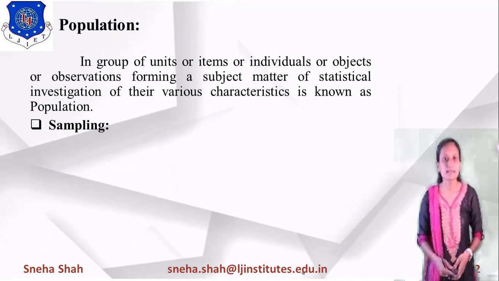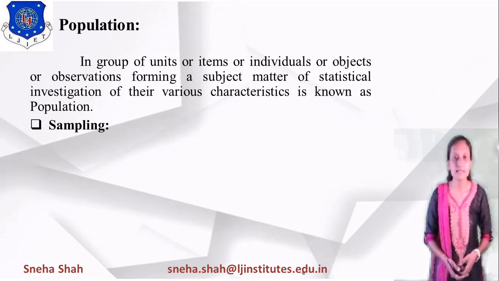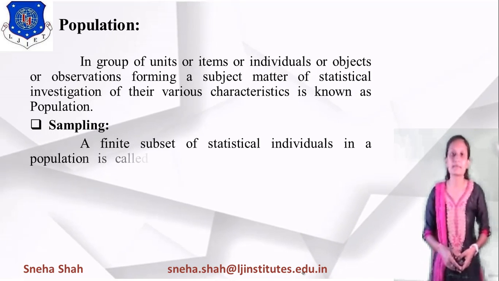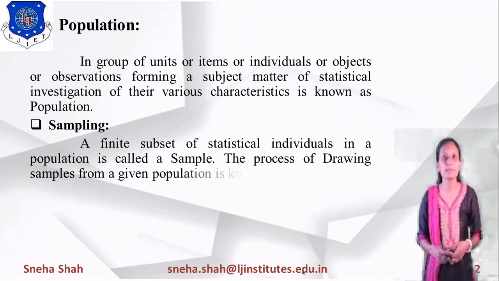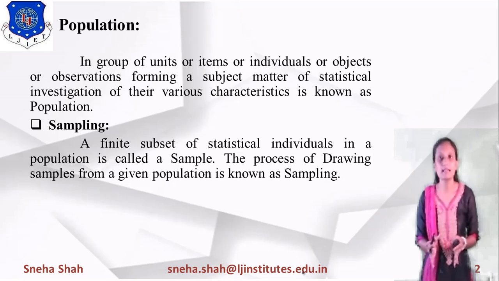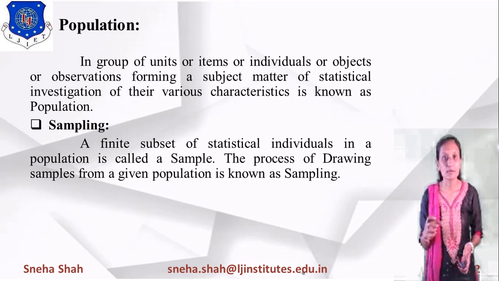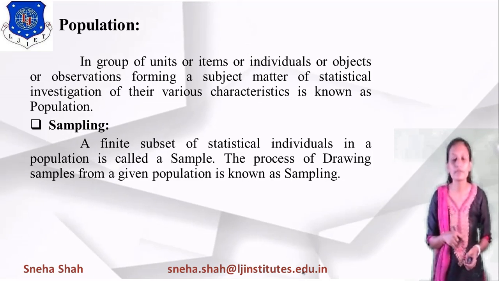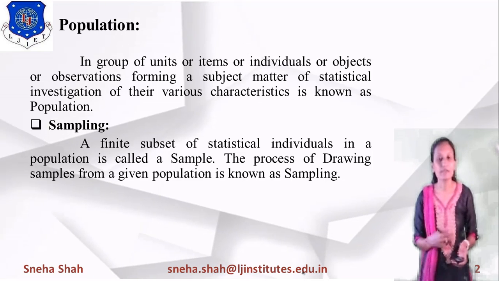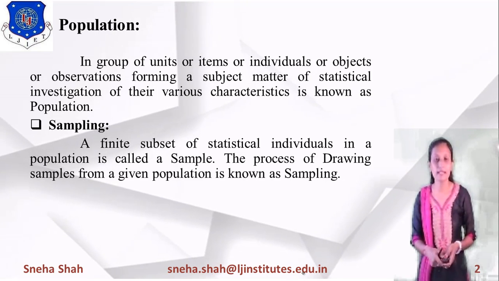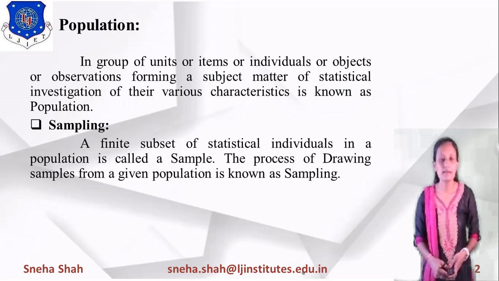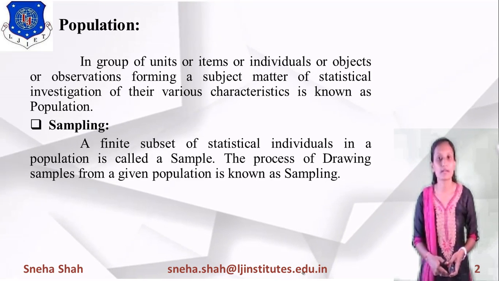Now the next definition is sampling. What is sampling? Before going to sampling, we will define the sample. What is a sample? A finite subset of the statistical individuals in a population is known as a sample. It means if we are taking some group of items from the investigation, then it is considered as a sample. And the process of drawing samples from a given population is known as sampling.